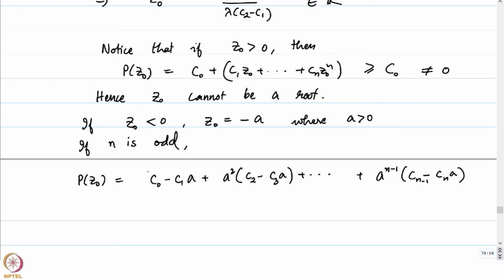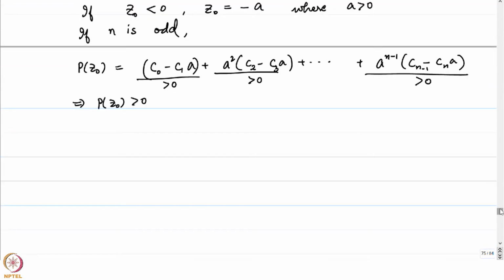And each of these terms, which I am putting in bracket now, or rather underlining now, are all positive, because C0 minus C1 times A is less than 1, remember that, and C1 is less than C0. So this will be strictly greater than 0. All these terms will be greater than 0, which would imply that P of Z0 is greater than 0. It cannot be a root.